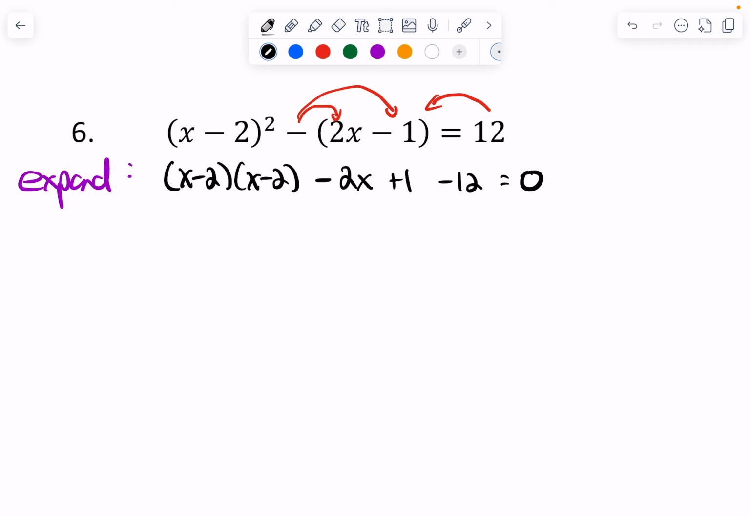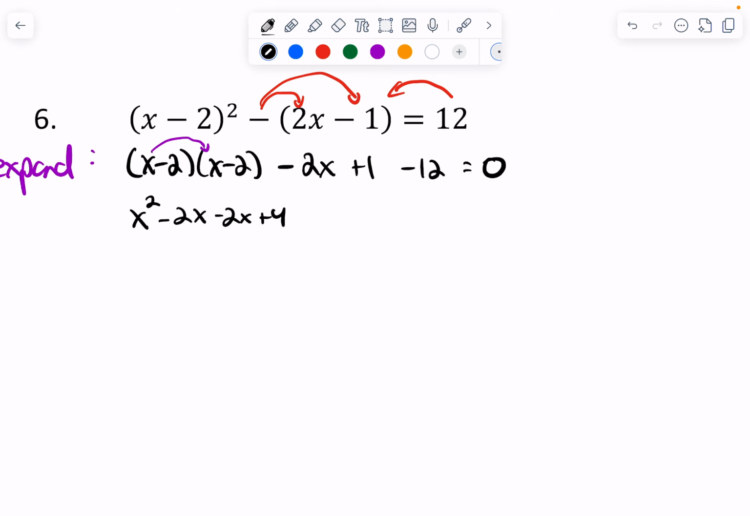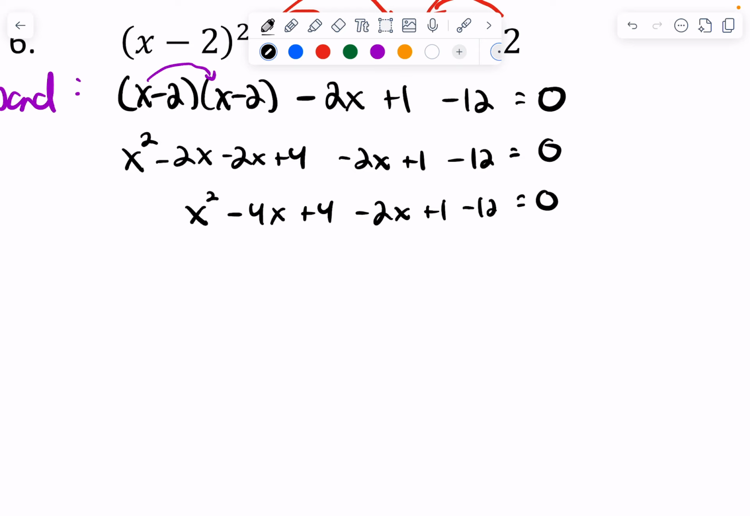Let's now FOIL out this, so x times that x right there, x squared, and again foiling out is something that you should know, so I don't have to go over it. Alright, so that's what you would get. Minus 2x plus 1 minus 12 equals 0. So clean this up. x squared, collect like terms, plus 4 minus 2x plus 1 minus 12. I know I could have cleaned up the constants, but I'm just not wanting to do too many steps in one go. Alright, so now look for your like terms.